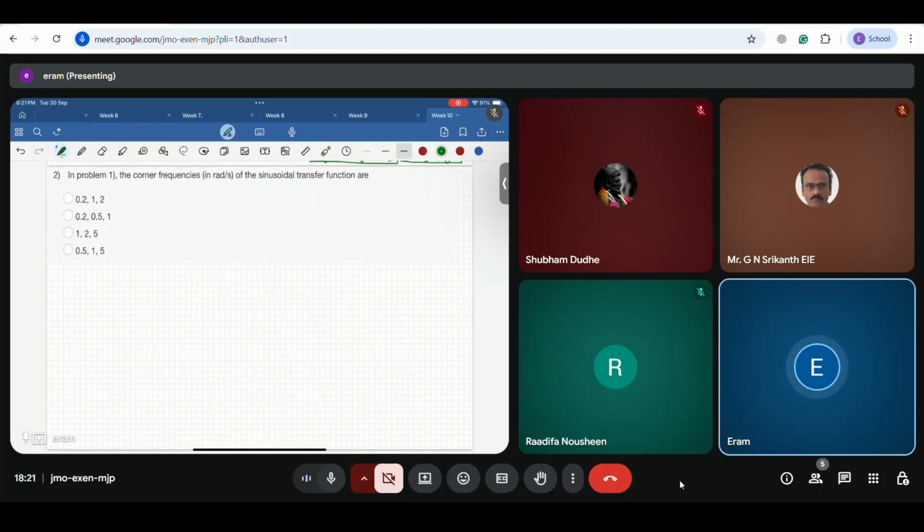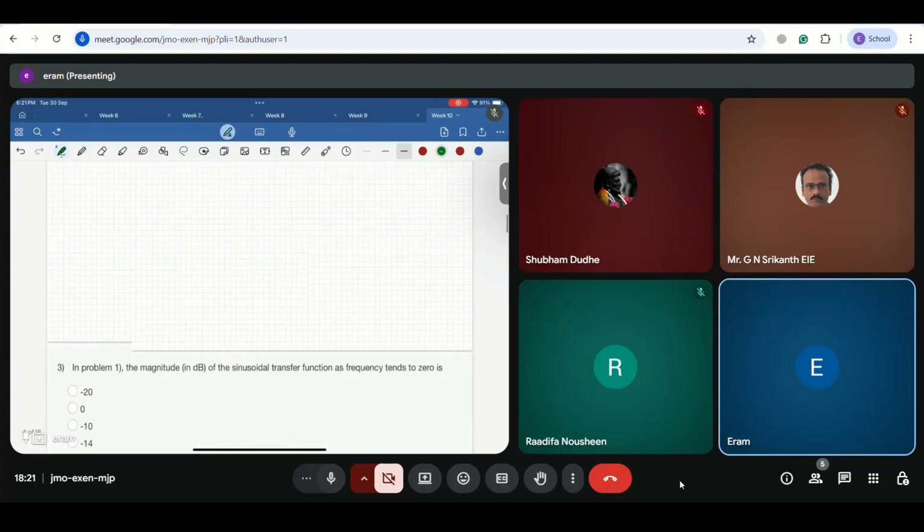This second question is nothing but about the corner frequencies. What are the corner frequencies? We have just calculated. It is 1, 2 and 5. So no need to solve this again.